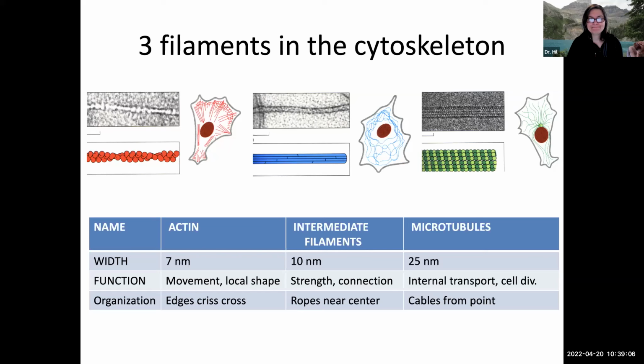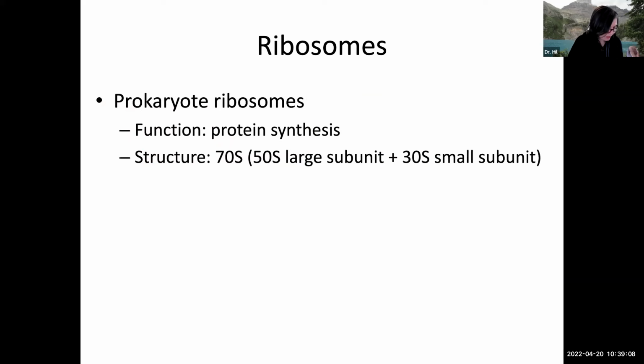Yeah, great. All right, moving on to ribosomes. Now remember the prokaryotic ribosome, its function was protein synthesis. Its structure was 2 subunits, the 30S and the 50S. And together, when you put them together, they make the so-called 70S ribosome. This is a density unit.